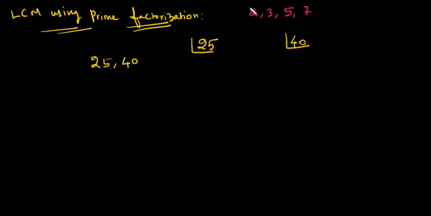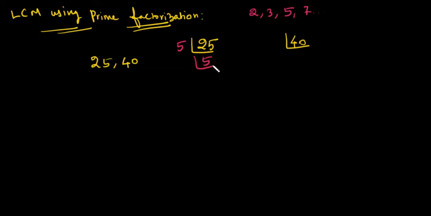So we have to start with the smallest prime number. You try to divide by the smallest prime number. Is it possible to divide 25 by 2? No. Again with 3, is it possible to divide by 3? No. You will get a remainder. So you cannot divide with these two. But can we divide by 5? Yes. So how many 5s are there in 25?